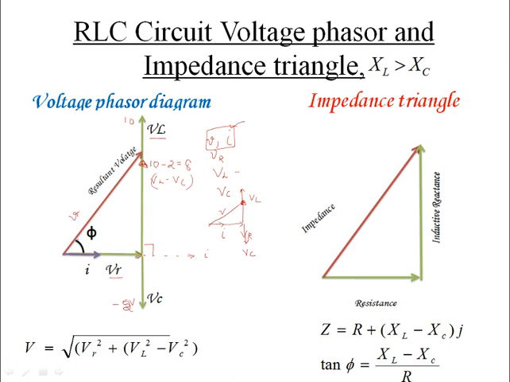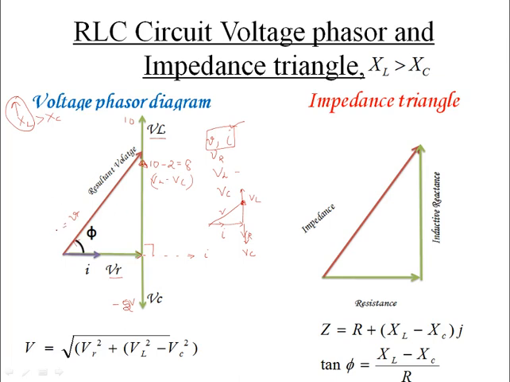Now this is the angle phi. So right now this is a circuit where XL is higher. I have assumed a circuit where XL is greater compared to that of XC. That is why the circuit looks like this. If I use a circuit with XC higher, I will get a different waveform and phasor diagram.